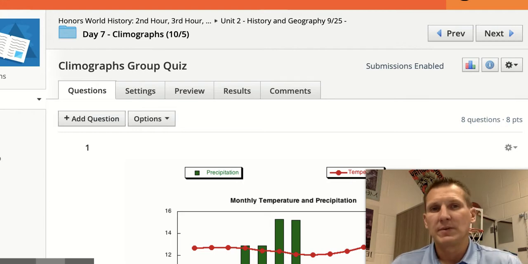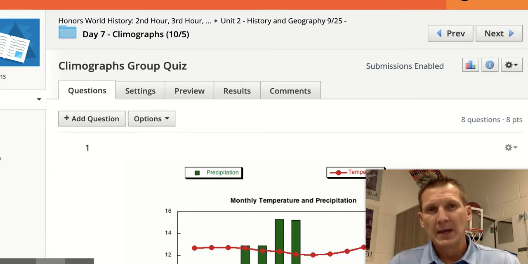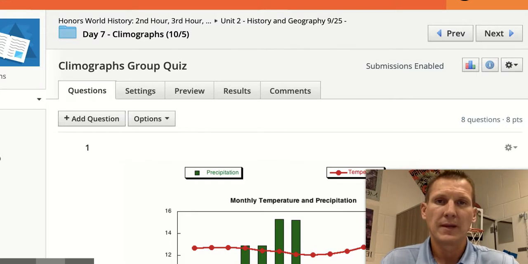Hey everybody, so today we're going to take a look at climographs. I introduced these to you last class, if you were here, and we're going to work on being able to understand, read, and interpret climographs, and be able to predict biomes based on what we can see from the temperature and precipitation of a region over the course of a year.